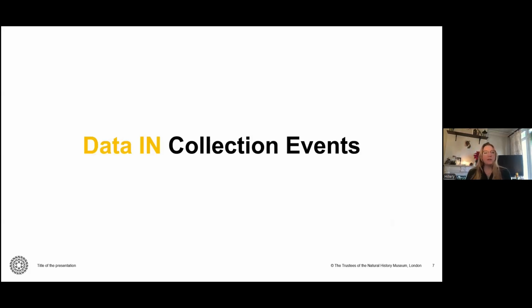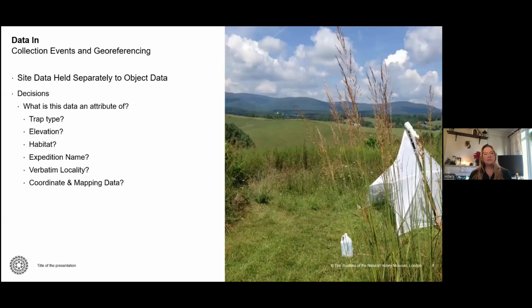So now we're going to talk about getting the data into the system. So we're going to talk about the collection events. And if we go to the next slide. So the first thing you need to know about the way that we structure our data in that system is the sites data is held in its own box, and the object data is held in its own box. So we have to make a decision for each of the attributes that we're collecting that's relating to a collection event, whether or not it's considered a site attribute, or if it is an object attribute.